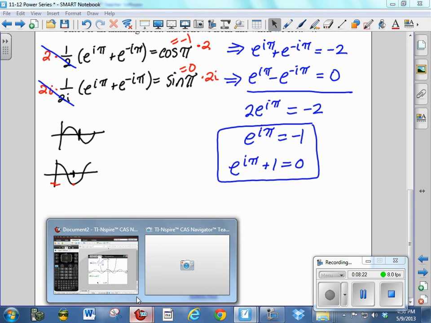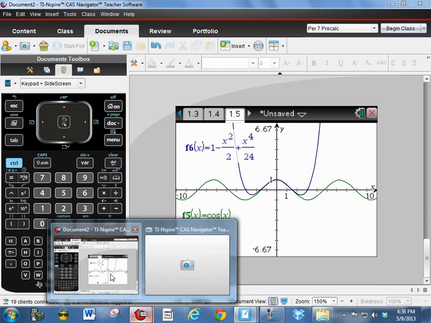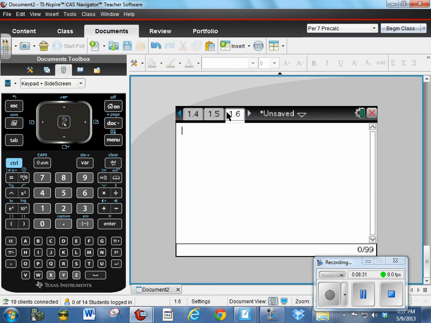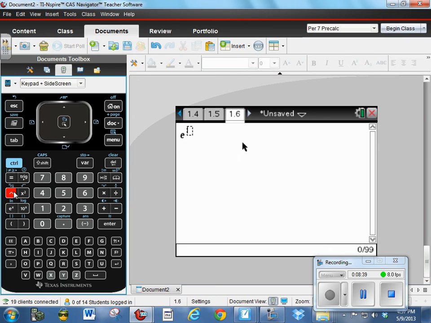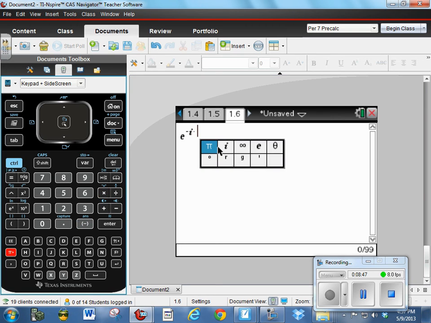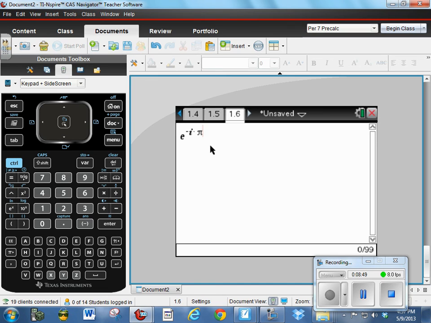If you want me to demonstrate on my calculator, let's go to a new calculator page, add a calculator. Let's do this. We go to our little button e to the, raise it to the power, to the negative i, so I need to get my imaginary unit here, i times pi, and let's push enter. -1. Pretty creepy, I think. Pretty amazing. I don't know what you want to call it, but this is an astounding thing that is true.